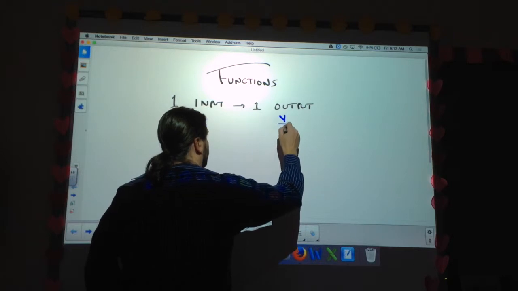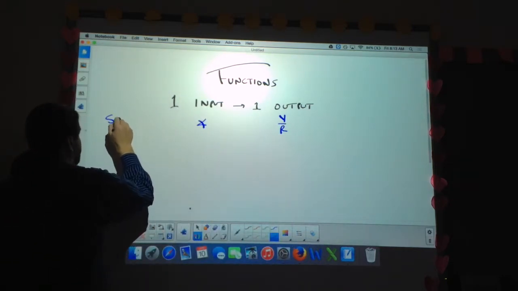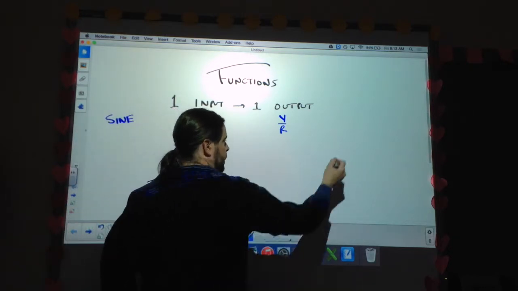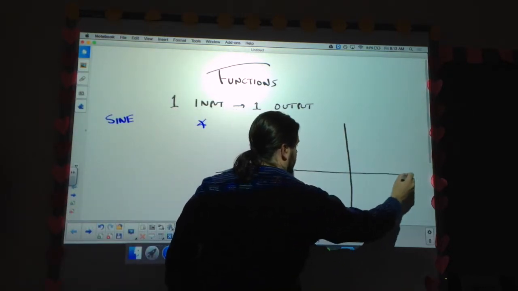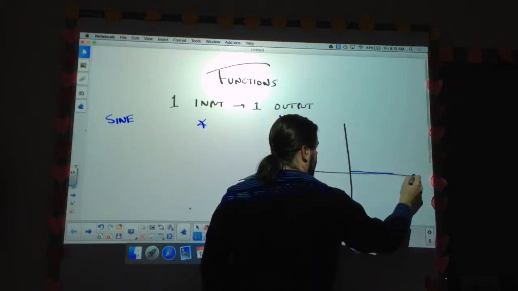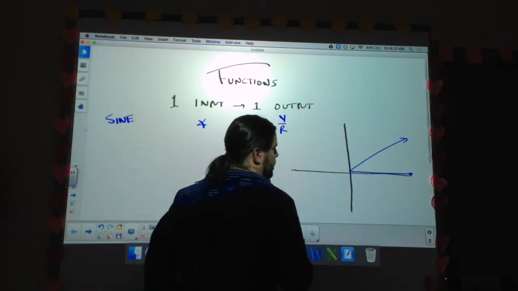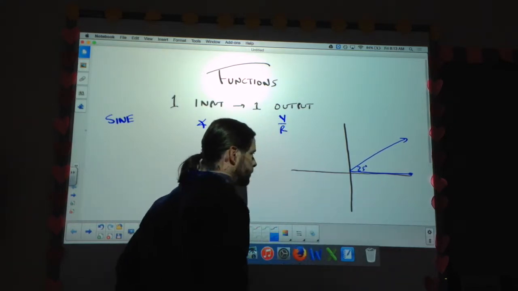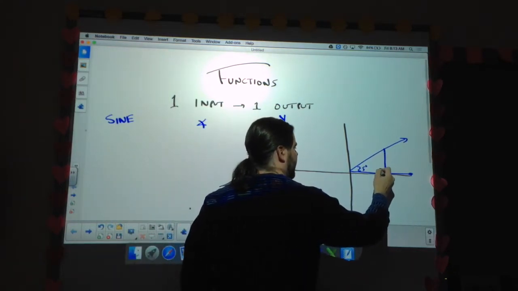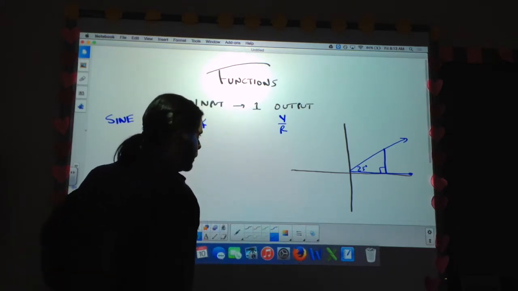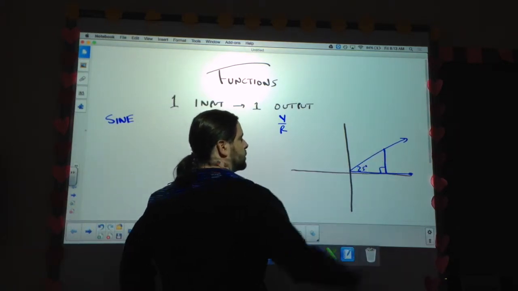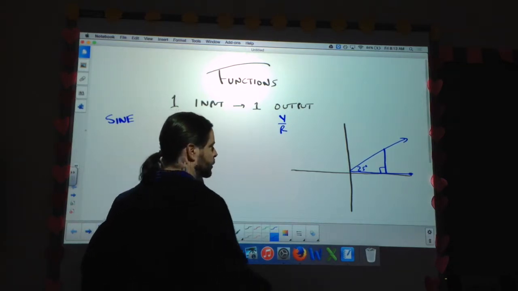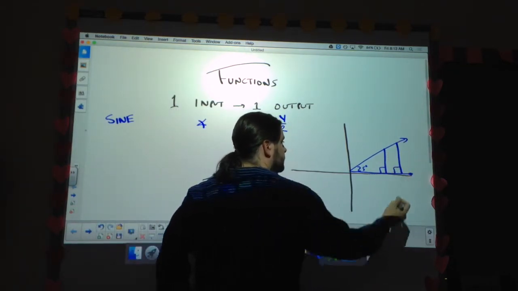So let's say we're talking about sine for a second here. The question would be, how come the sine of an angle is always the same? The answer comes from geometry. Let's say we have this angle, like 25 degrees. If I make a right triangle there, the ratio of the height to the hypotenuse is going to be the same for that triangle as it is for this one.